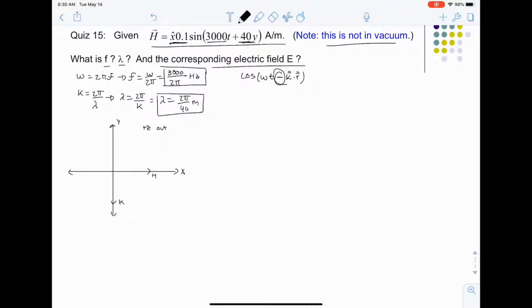And using the right-hand rule, we know that our right thumb is k, and our right curled fingers is our H direction. So if we point our right thumb in the direction of k and we curl our fingers towards H, when we straighten our fingers out, we see that our fingers point into the page, which is in the negative z direction. So E is into the page, which is in the negative z direction.